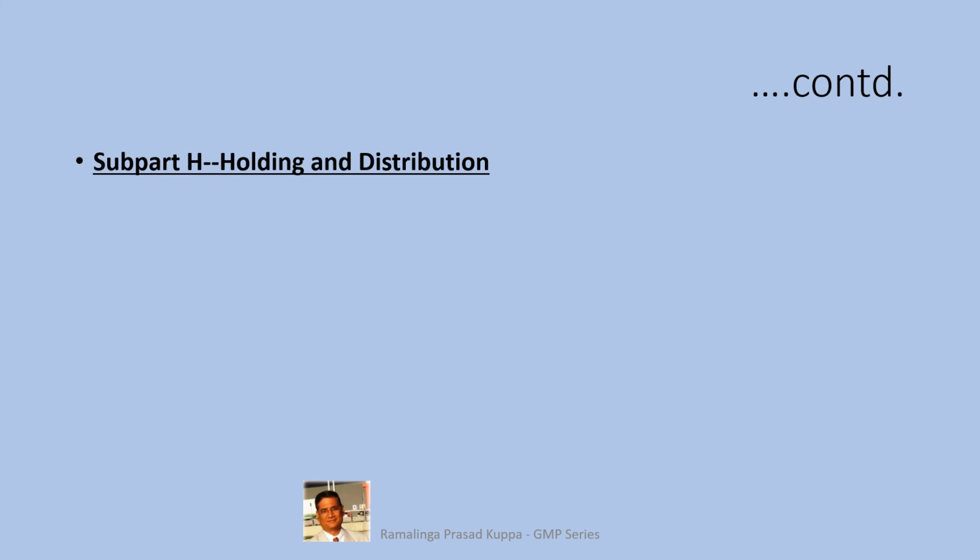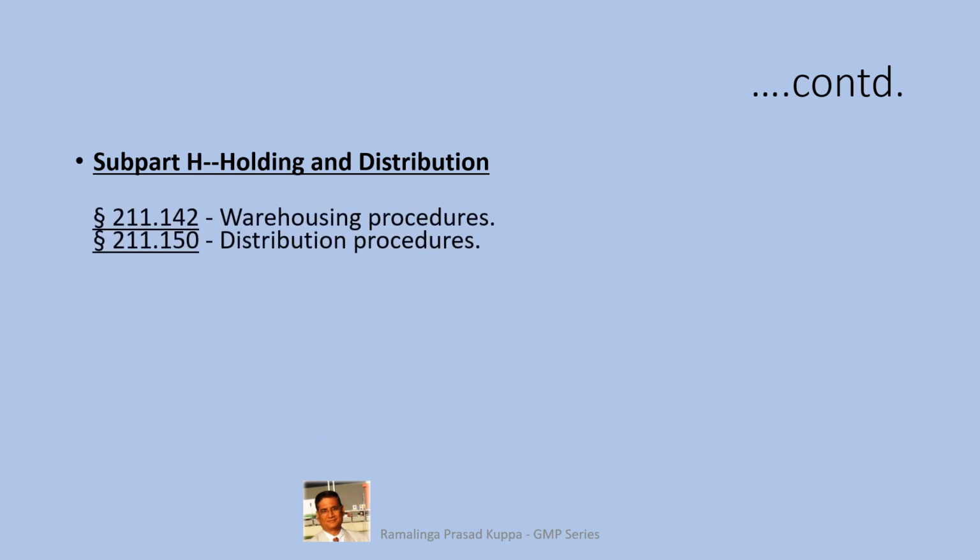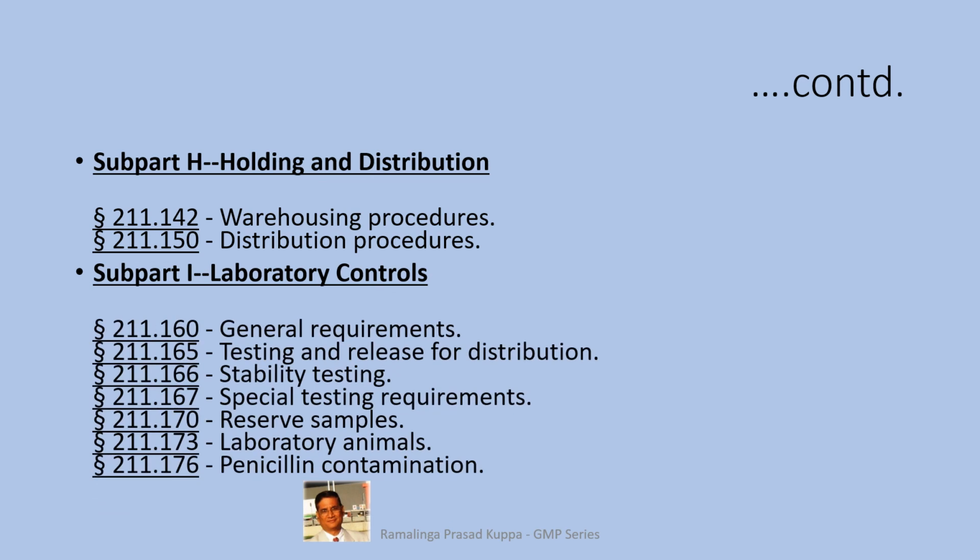Subpart H is for holding and distribution. 211.142 is for warehousing procedures. 150 is for distribution procedures. Subpart I is for laboratory controls. 211.160 is general requirements. 165 is testing and release for distribution. 166 is stability testing. 167 is special testing requirements. 170 is for reserve samples. 173 is for laboratory animals. 176 is for penicillin contamination.